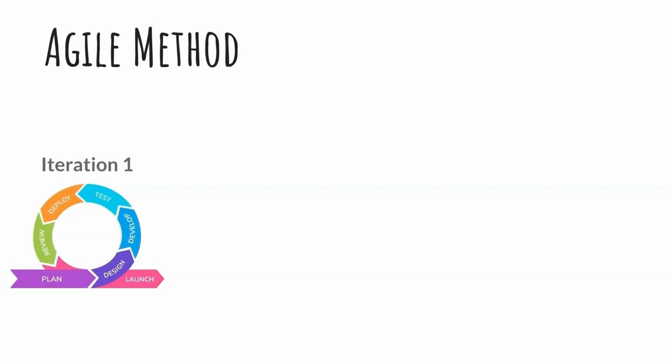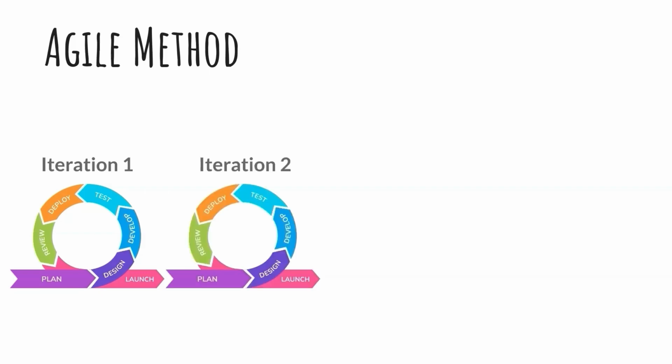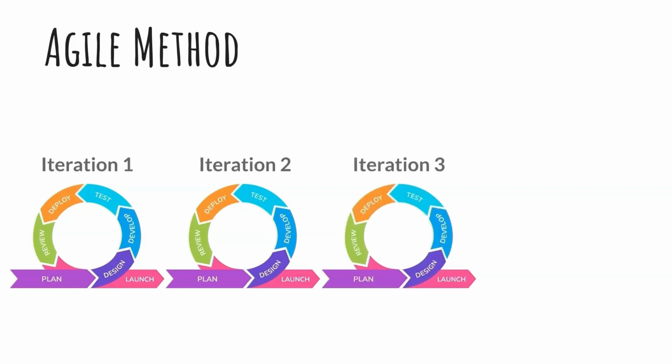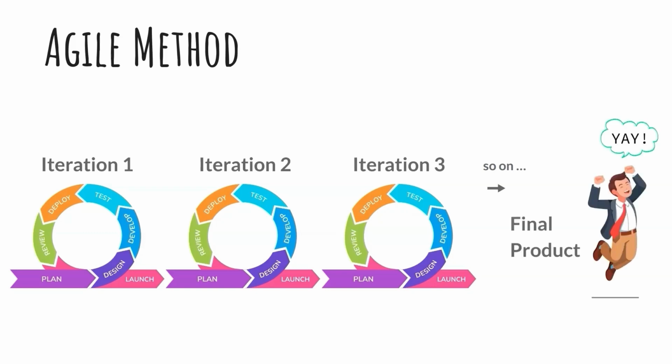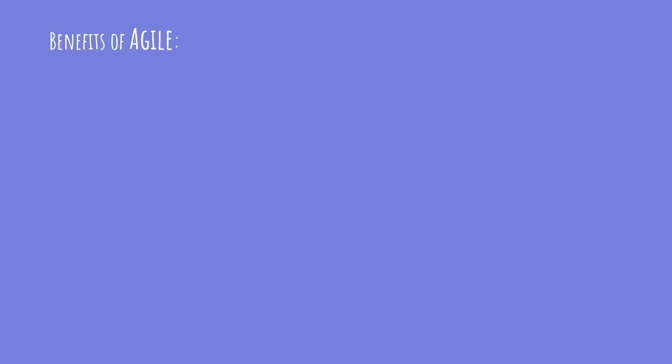In each iteration, we do the plan, design, development, test, deployment, review, and launch. In the next iteration, we do the same process, which is plan, design, development, test, deploy, review, launch, and in the next iteration as well, and so on. The number of iterations depends on the size of the project, and finally, we get the final product.